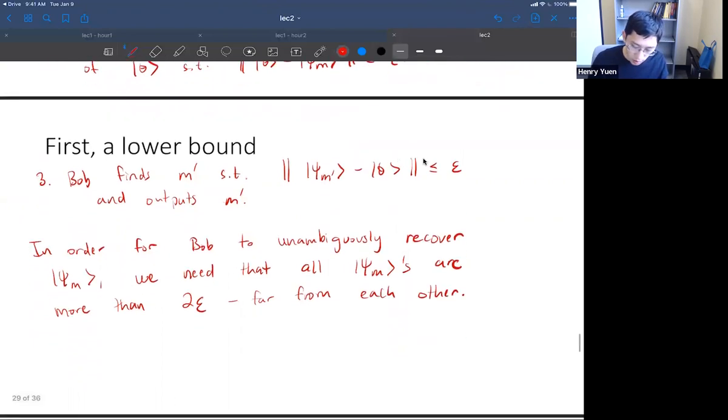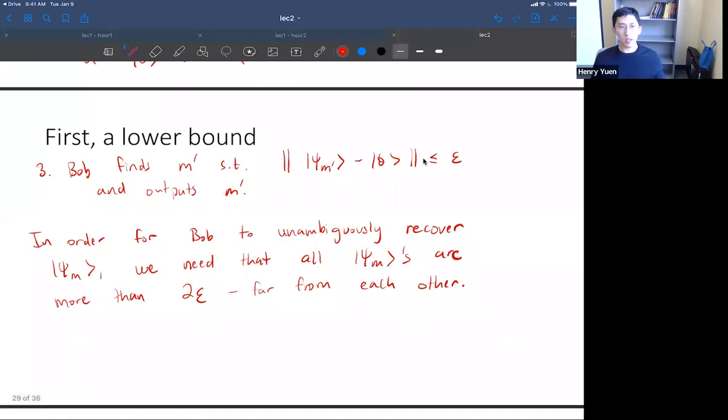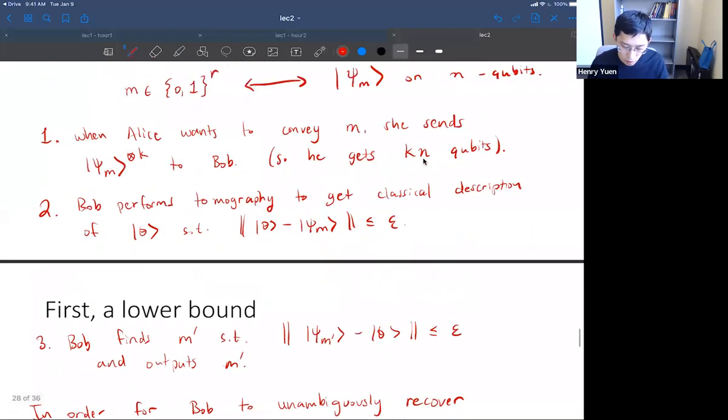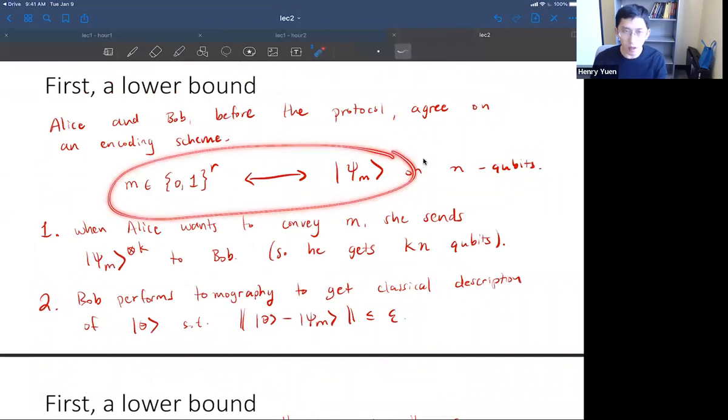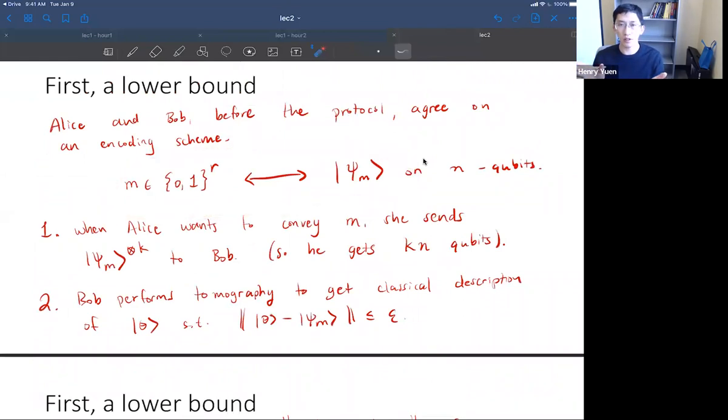What I've written here is that in order for this to be a good code book, all of these different quantum states that we've associated with these messages have to be far away from each other. If we had two psi sub m's that were really close, then Bob could potentially get confused between the two. So we need these two vectors to be separated.